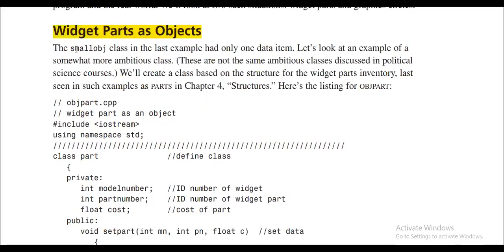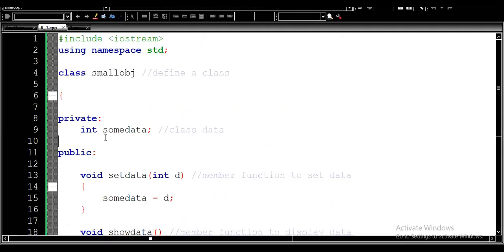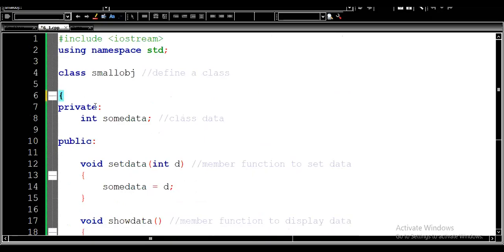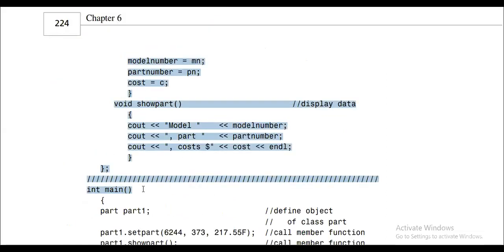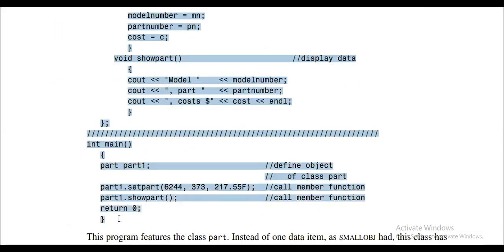So previously, the small object class in the last example had only one data item. Where is it? We only have this some data, so only one variable. But as we have said, sometimes there can be more than that, right? So let's look at another example. So I will copy this one. Give me a second to copy it.